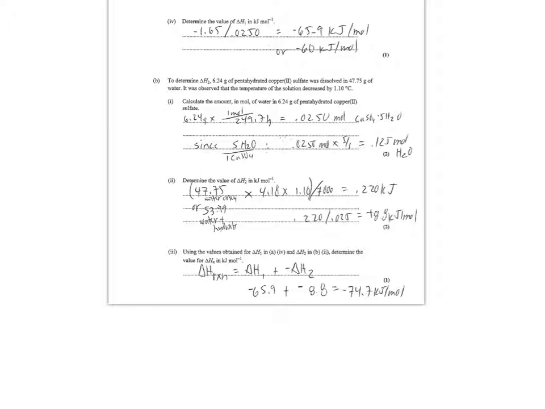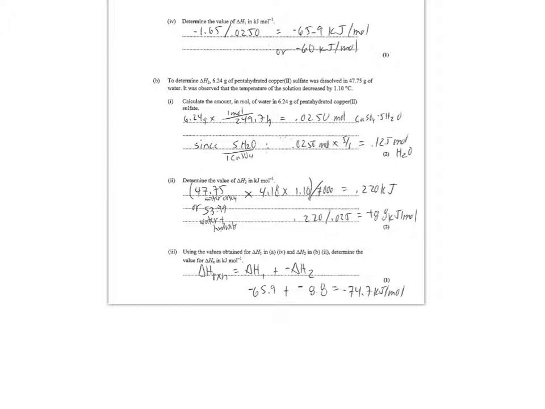So determine the value of H2. I can either use the 47.75 grams of water, or I can go ahead and add on the 6.24 grams of the sulfate as well. So either mass is fine, but the 4.18 is the C value, and the temperature change was only 1.1.